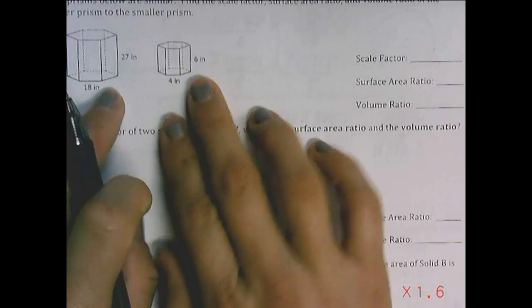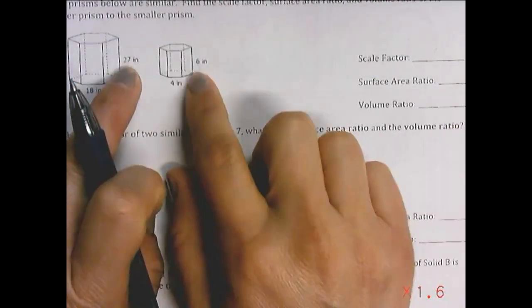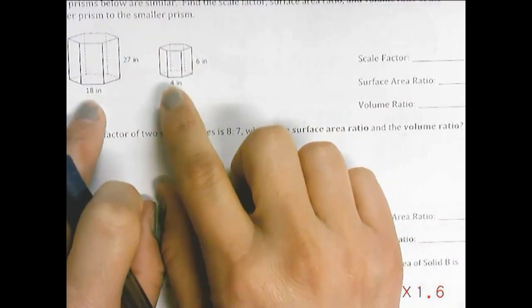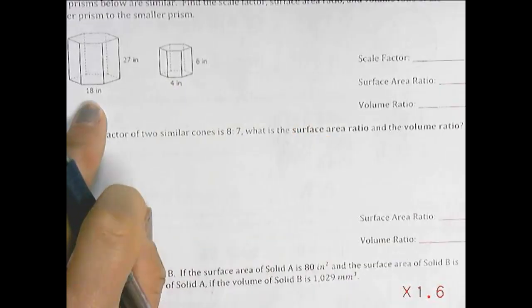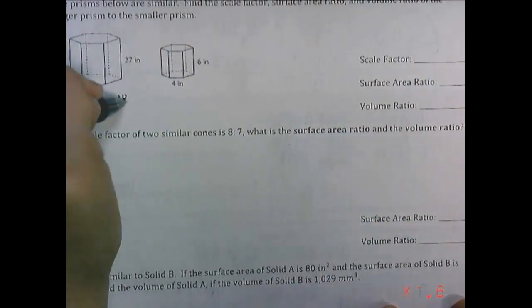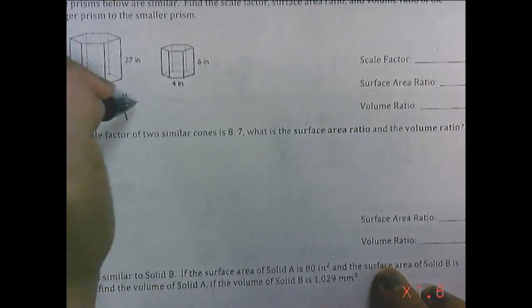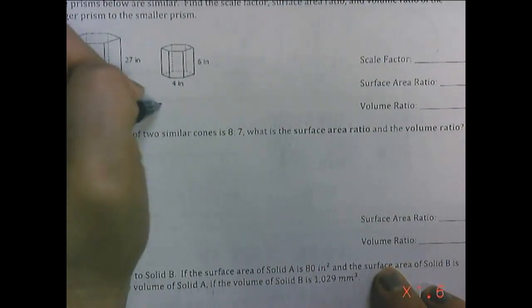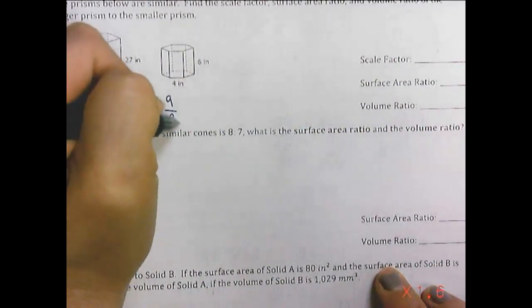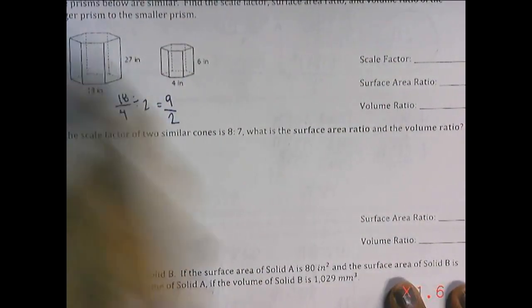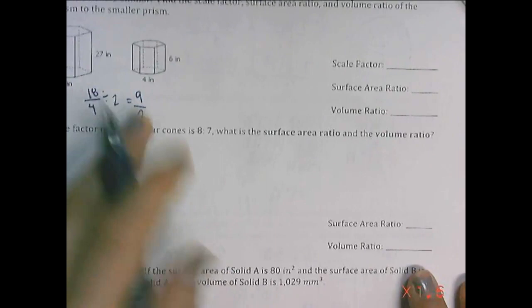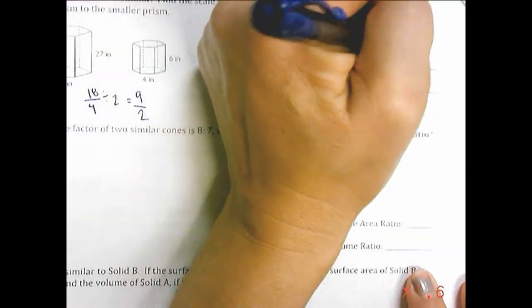Okay, so for this, you can pick 27 and put it over 6, or you can pick 18 and put it over 4. All right, I'm just going to do 18 over 4. All right, but then reduce it. They both go into 2, so it's going to be 9 over 2. All right, so your simple scale factor is simply going to be 9 over 2.